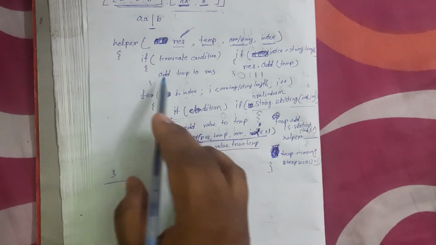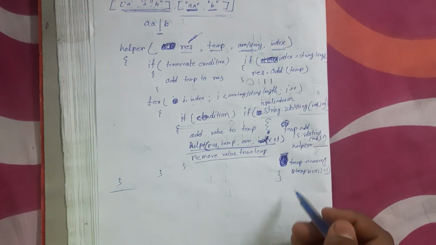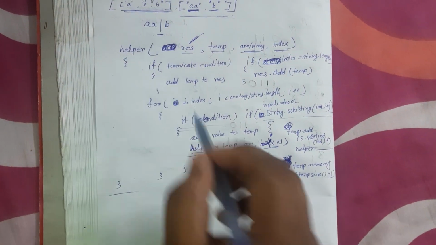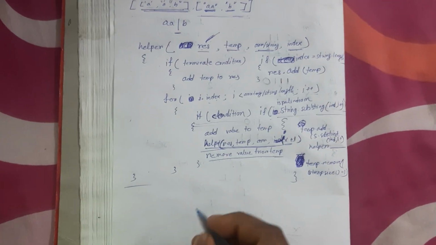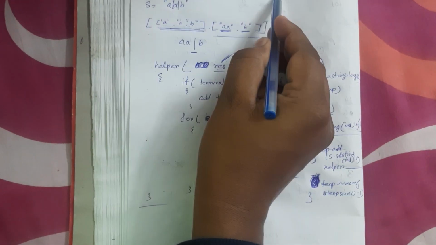So you can see that we can solve this kind of backtracking problem easily by following this pattern. So this is the way you can solve this Palindrome Partitioning problem.